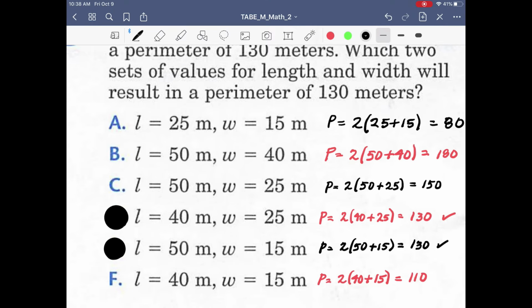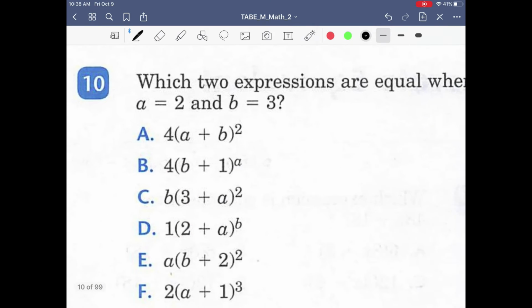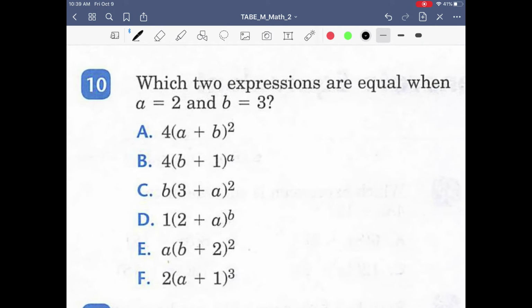Alrighty, number 10. Which two expressions are equal when, so this is a defined set of variables, A is 2 and B is 3. So we have a lot of math to do here. We are looking for two expressions that are the same. So we have 4 times 2 plus 3 to the second power.